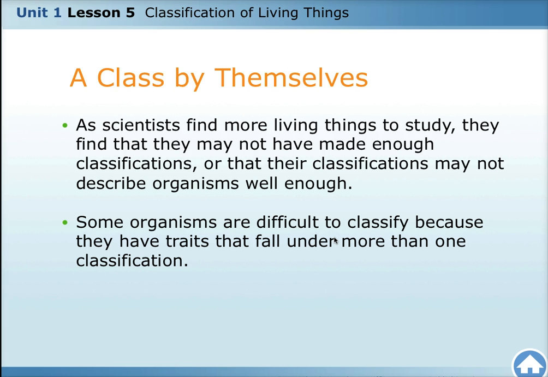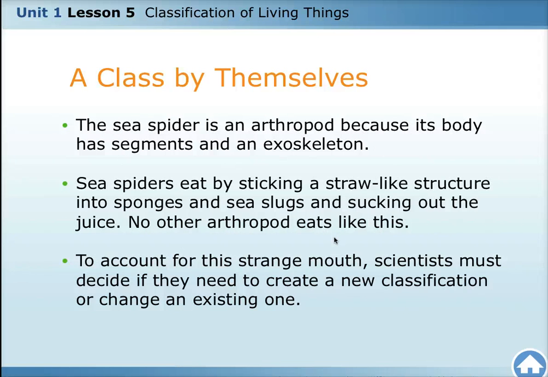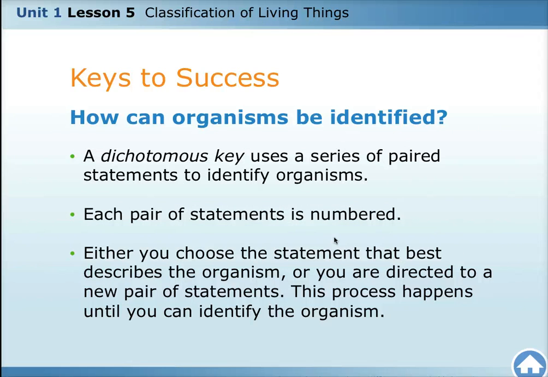As scientists find more living things to study, they find that they may not have made enough classifications, or that their classifications may not describe organisms well enough. Some organisms are difficult to classify because they have traits that fall under more than one classification. The sea spider is an arthropod because its body has segments and an exoskeleton. Sea spiders eat by sticking a straw-like structure into sponges and sea slugs and sucking out the juice. No other arthropod eats like this. To account for this strange mouth, scientists must decide if they need to create a new classification or change an existing one. So how can organisms be identified?